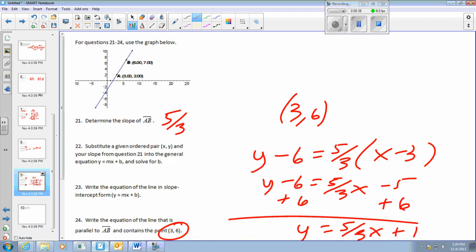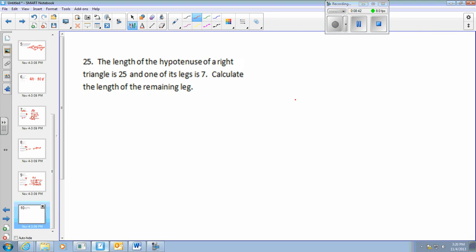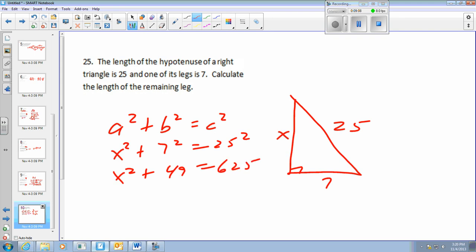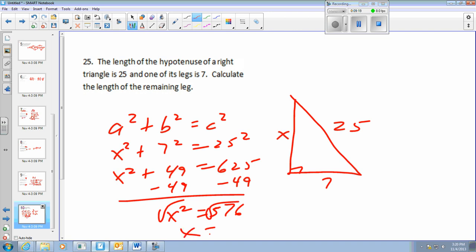And then the last question that we have, if we have a right triangle with its hypotenuse at 25 and its leg at 7, we're looking for the other leg. We know that the Pythagorean theorem works on all right triangles, so I'm going to plug in what I know. I have x squared plus 7 squared equals 25 squared. x squared plus 49 equals 625. Subtract 49 from both sides, and I get x squared is equal to 576. If I square root both sides, I get x equals 24.